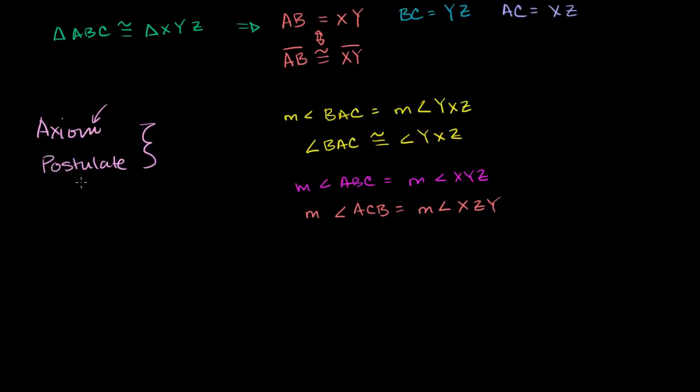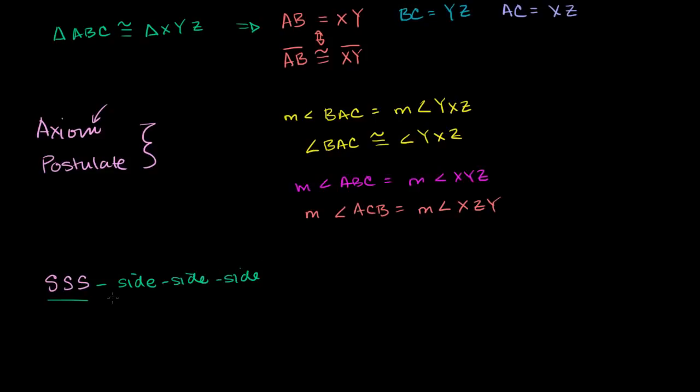And one of the core ones that we'll see in geometry is the axiom or the postulate that if the lengths of all of the sides of a triangle are congruent to those of another, then we are dealing with congruent triangles. So it's sometimes called the side-side-side postulate or axiom. We're not going to prove it here. We're just going to take it as a given. So this literally stands for side-side-side.